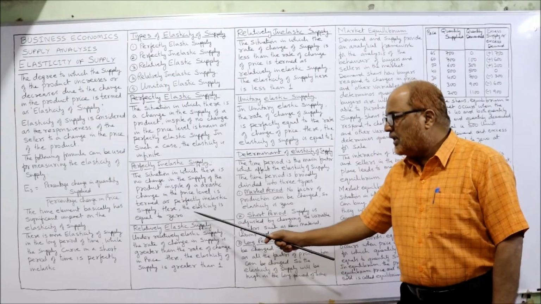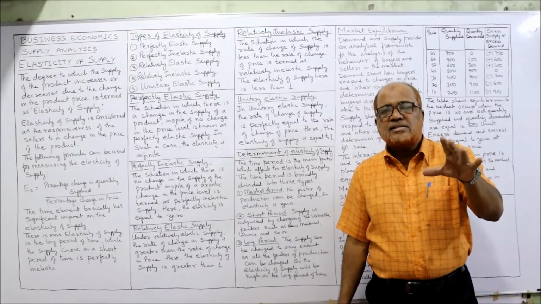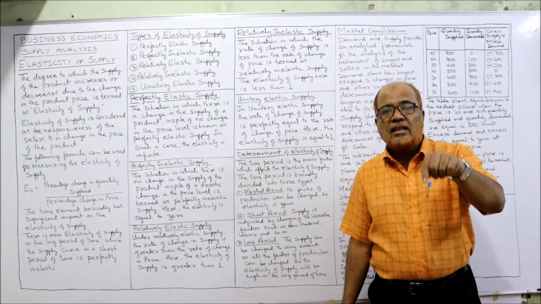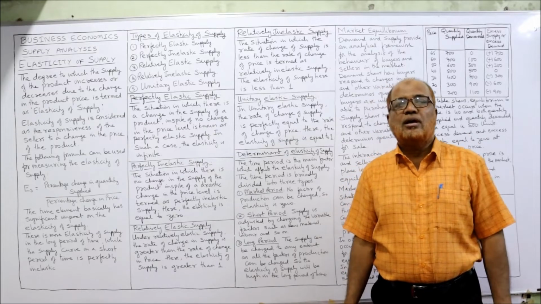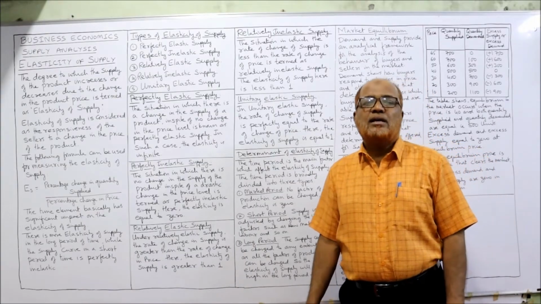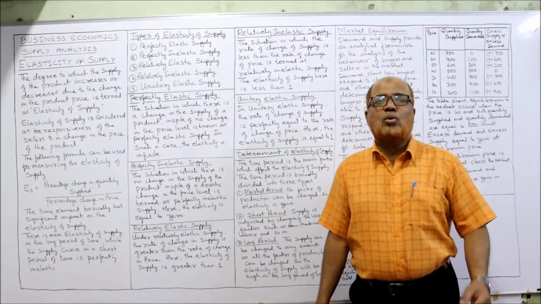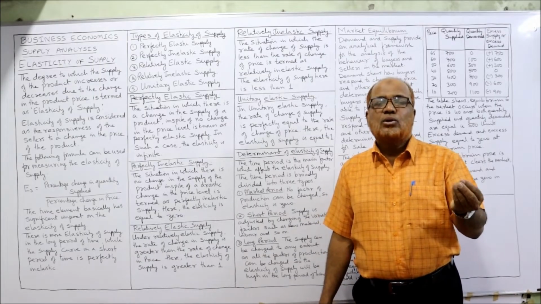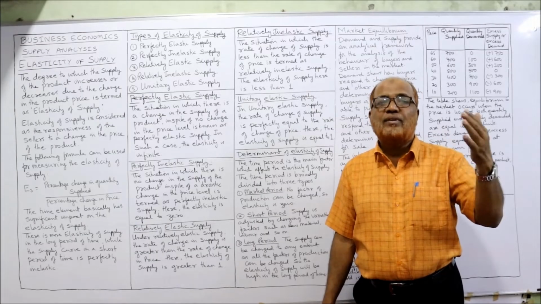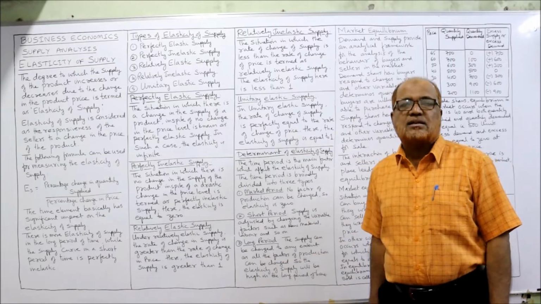Now relatively elastic supply. It is a situation where the percentage change in supply is greater than the percentage change in price. For example, the percentage change in supply is 15%, whereas the percentage change in price is only 10%. The price changed by 10%, supply changed by 15%. That is called relatively elastic supply.